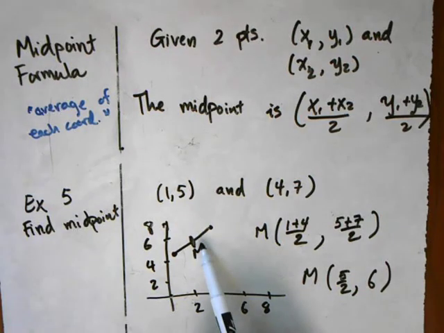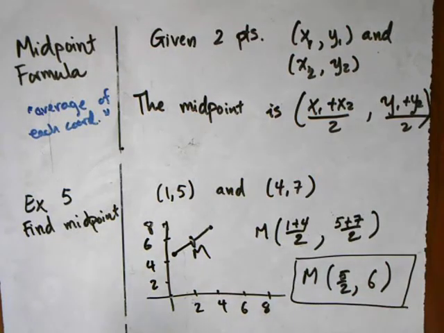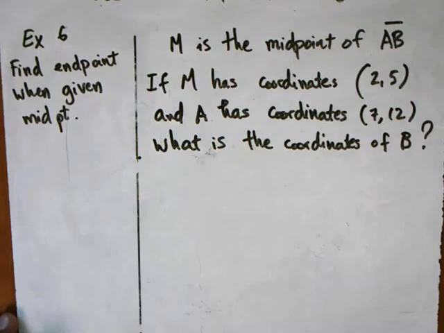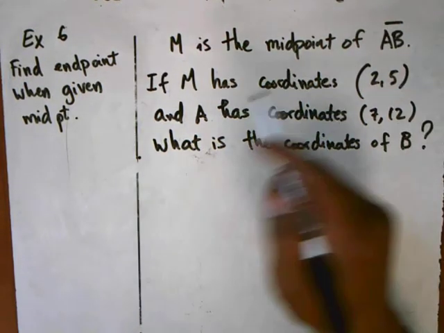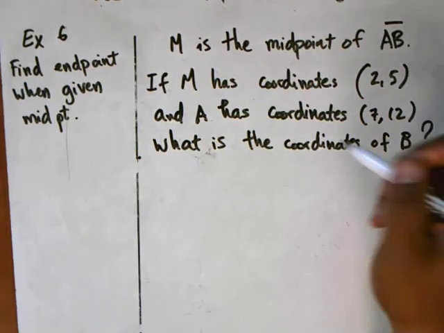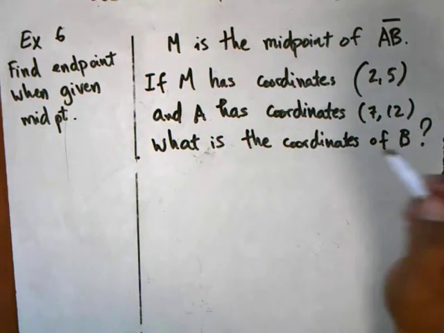You see that it's approximately right. My picture's not great here, but this is about 2.5 and right about 6. So there you have it, an example on how to find the midpoint using the midpoint formula. We'll take one final example on what to do when you're given a midpoint and you're asked to find the other points. Okay, so we have an example here where it says M is the midpoint of line segment AB. If M has coordinates (2, 5) and A has coordinates (7, 12), what are the coordinates of B?